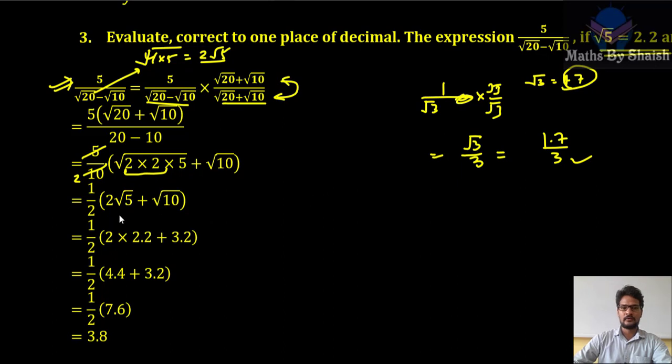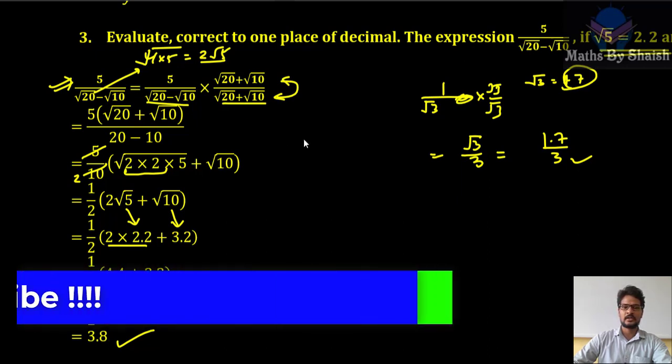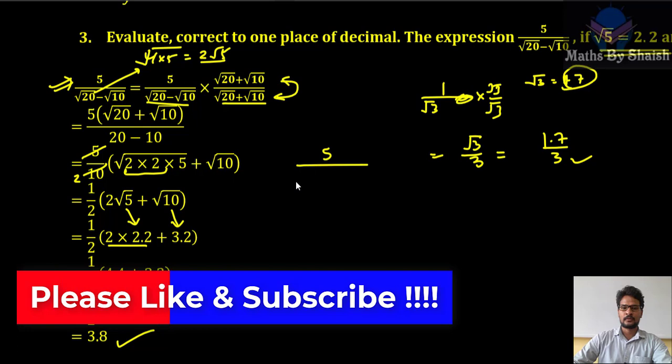Now we have root 5 value as 2.2, so we substitute this value. Root 10 is given as 3.2, and that's the simple calculation: 2 into 2.2, and then we add them and then divide by 2. See, it is very easy to calculate, rather than if you put this here directly, 5 upon 2 root 5 minus root 10.